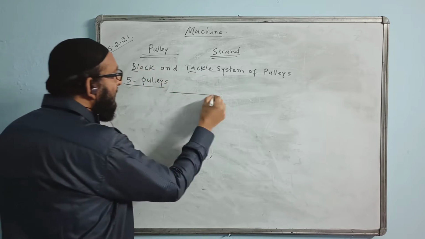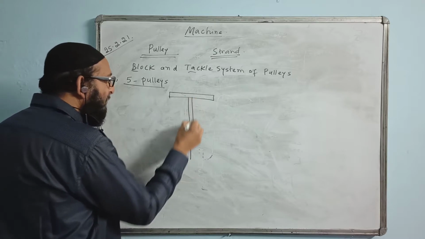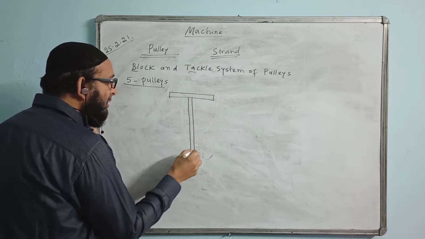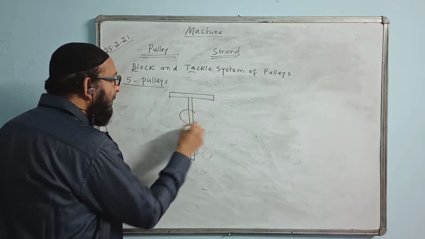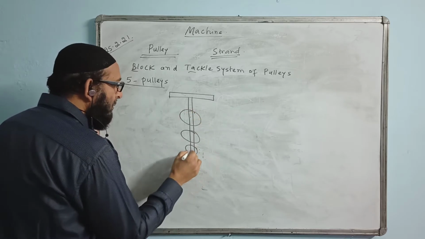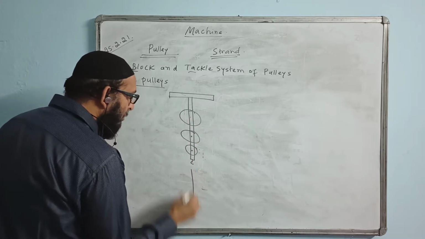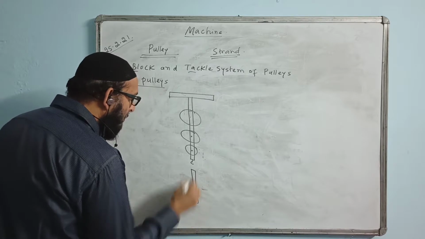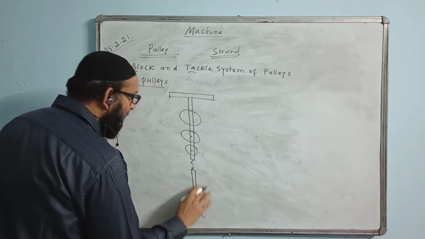So for that we will be using 2 blocks. The first block will have the fixed pulleys, that is, a fixed axis of rotation here. The pulleys here will not be movable, they will only be rotating here. Like this. One hook here, then there will be a lower block here, with a load over here.